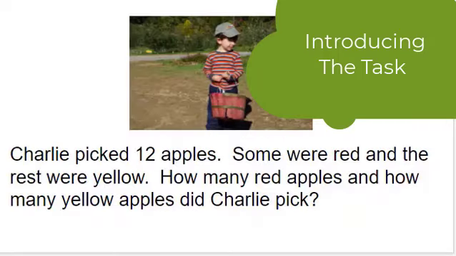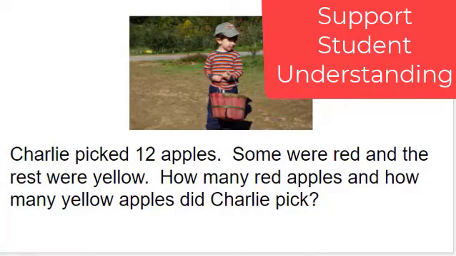The word problem says, Charlie picked 12 apples. Some were red and the rest were yellow. How many red apples and how many yellow apples did Charlie pick? Stop. Before you go on and share the answer, we have to make sure that you can tell me about this word problem and you understand what it's asking, okay? So, Hayden, will you repeat the word problem to me in your own words? Don't read it. Share it with me in your own words.